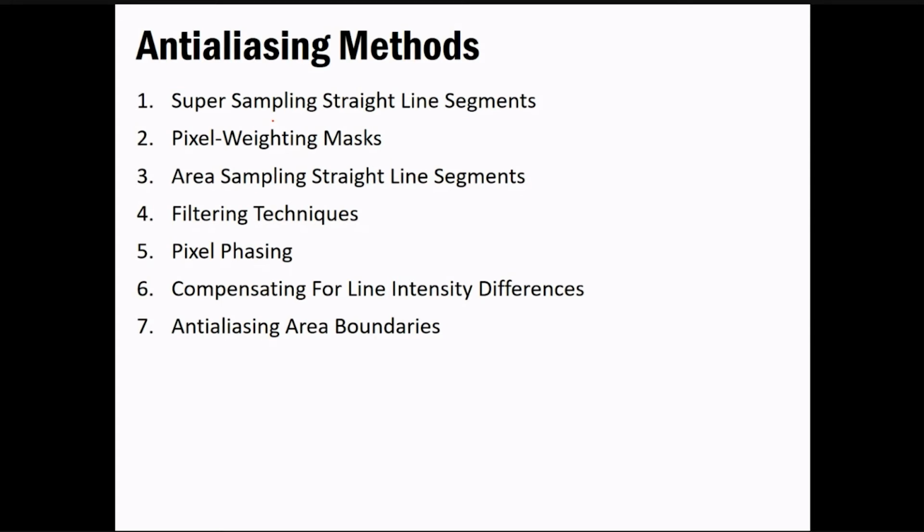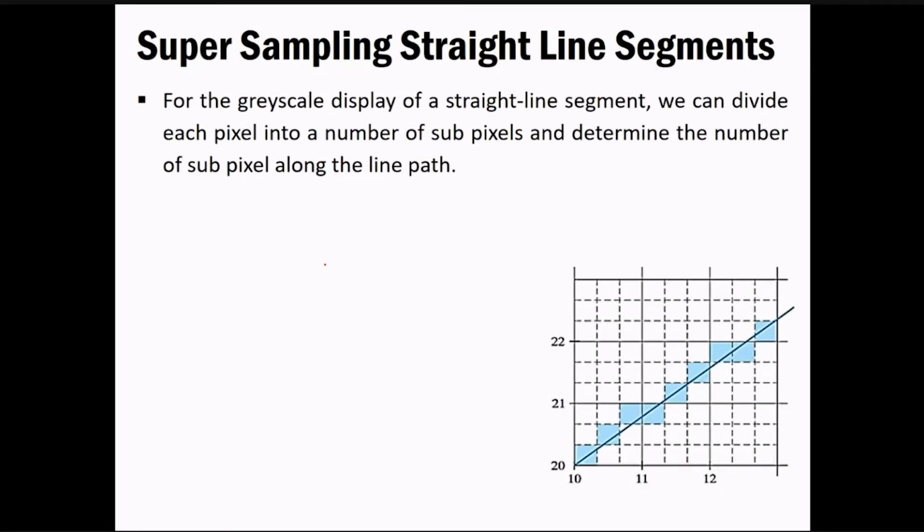So first is super sampling the straight line segments, then pixel weighting the mask, and the third thing is area sampling straight line segments. Then filtering techniques, pixel phasing, compensation for line intensity differences, and the last thing is anti-aliasing the area boundaries. These are also given in your Hearn and Baker, so you can refer to that. And the very first thing is super sampling straight line segments. Now what does it say?